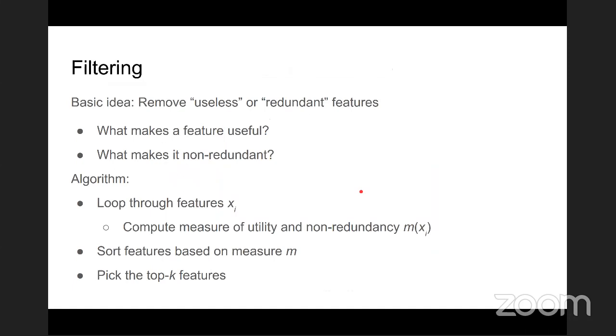Okay. So there are different ways of feature selection. One of them is called the filtering method. The way to think about the filtering method is that you are looking at each feature in isolation of other features. You're not looking at features taken together. The basic idea is to remove useless features or include useful features, and remove redundant features or include non-redundant features. So the question is, what makes a feature useful and what makes it non-redundant?